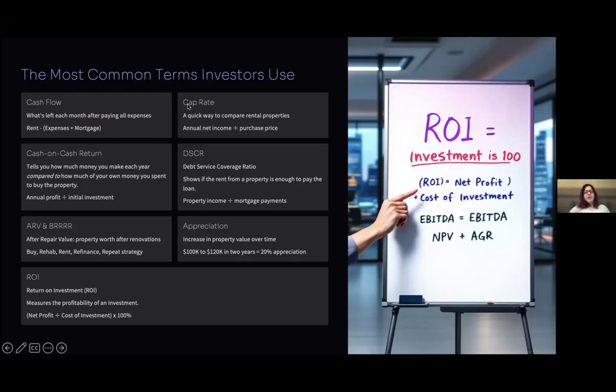Cap rate, you'll hear about this. This you hear about more, I'll say, with investing in commercial properties or apartment buildings. It's a quick way to compare rental properties, and that's annual net income divided by purchase price.